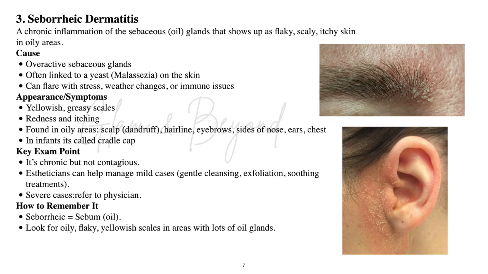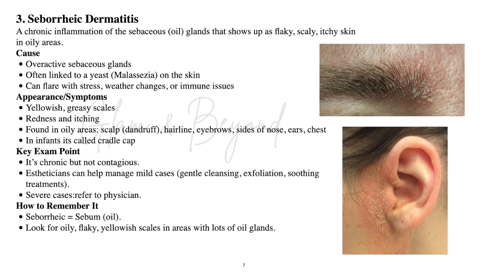Number 3, seborrheic dermatitis. It is a chronic inflammation of the sebaceous oil glands that shows up as flaky, scaly, itchy skin in oily areas. So, what is the cause of seborrheic dermatitis? Well, overactive sebaceous glands, often linked to a yeast on the skin, can flare up with stress, weather changes, or immune issues. What does it look like? What are the symptoms?